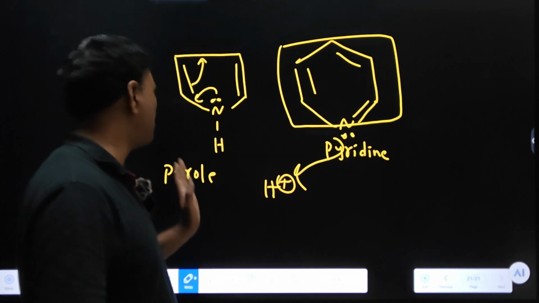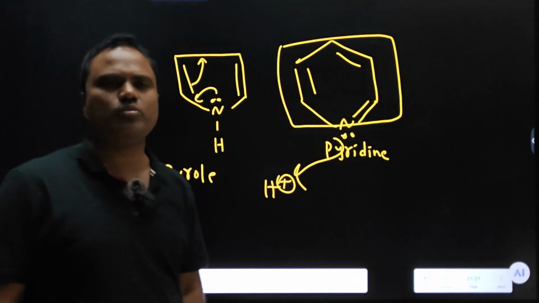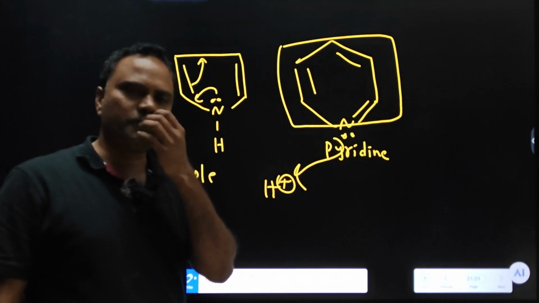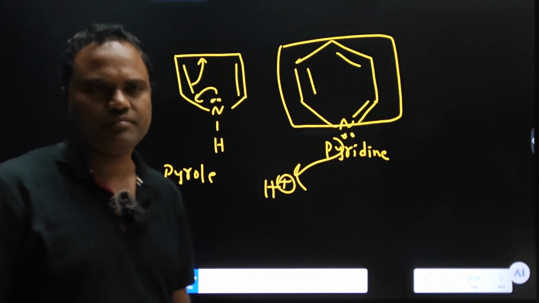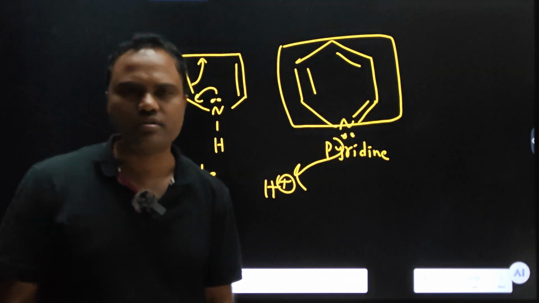Very important example. So between pyrrole and pyridine, which is more basic? Pyridine is more basic. Why? Because the lone pair is very easy to donate. Clear? We'll continue in the next class. Okay. Thank you.